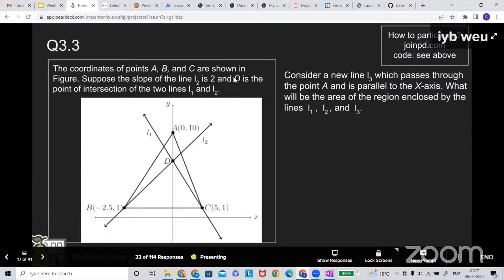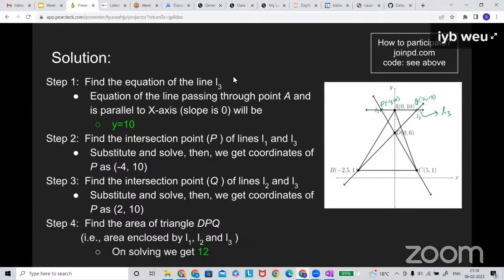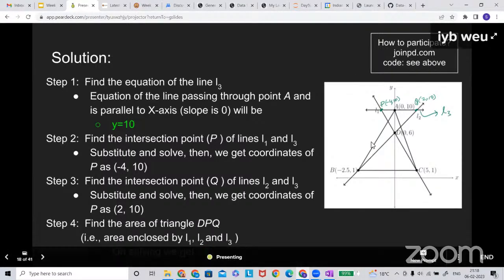Okay, let's move to the solution. I'm giving much time here, as you can see the figure I just made on my rough sheet, my notepad also. Here you can see a line L3. This is L3, parallel to the x-axis and passing through the point A.